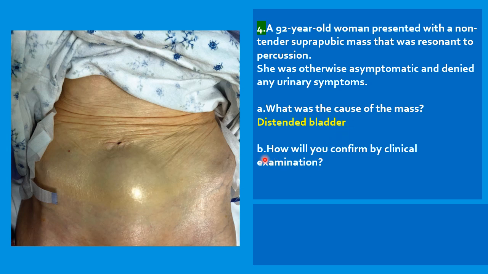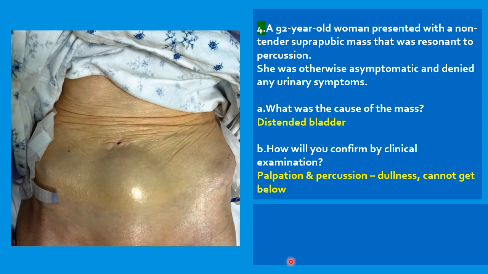How will you confirm this? This can be confirmed clinically by palpation and percussion, and classically it will be dull in nature and you cannot get below the lump. Okay, you cannot get below because it comes from the bladder, which is a pelvic organ. Okay, you can see the well-defined mass here, suprapubic region.